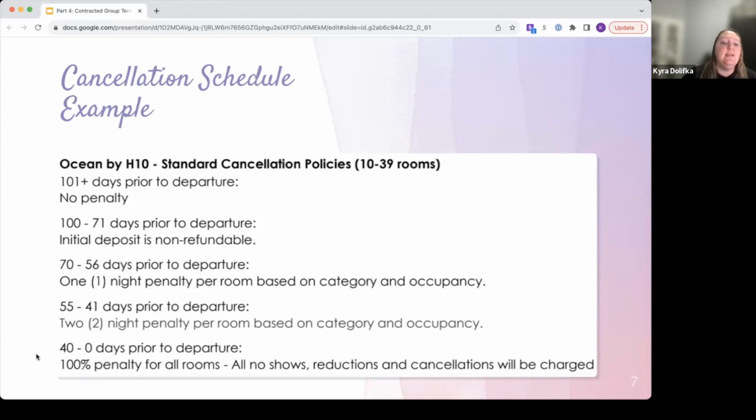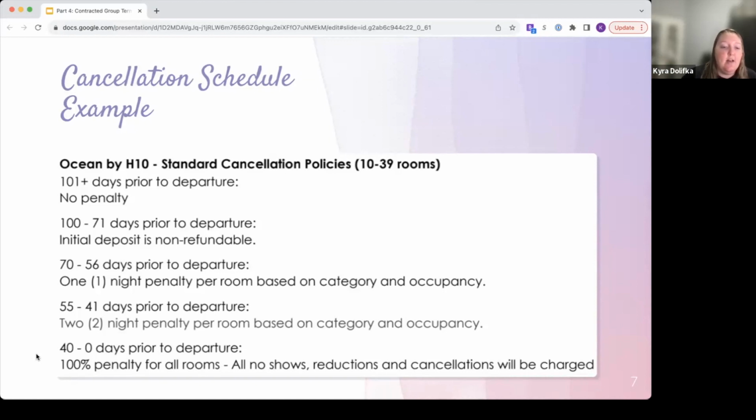Now you can see here in the next time frame, 100 to 71 days prior to departure, that initial deposit is non-refundable. So then you want to look and see, what is the initial deposit? And then you'll really get an idea of how much of a penalty this truly is. 70 to 56 days prior to departure, it is a 1-night penalty per room based on category and occupancy. So if all the rooms were booked for 5 nights, you're penalized for 1 night for each of those rooms. That added up together is going to be the penalty for canceling in that time period.